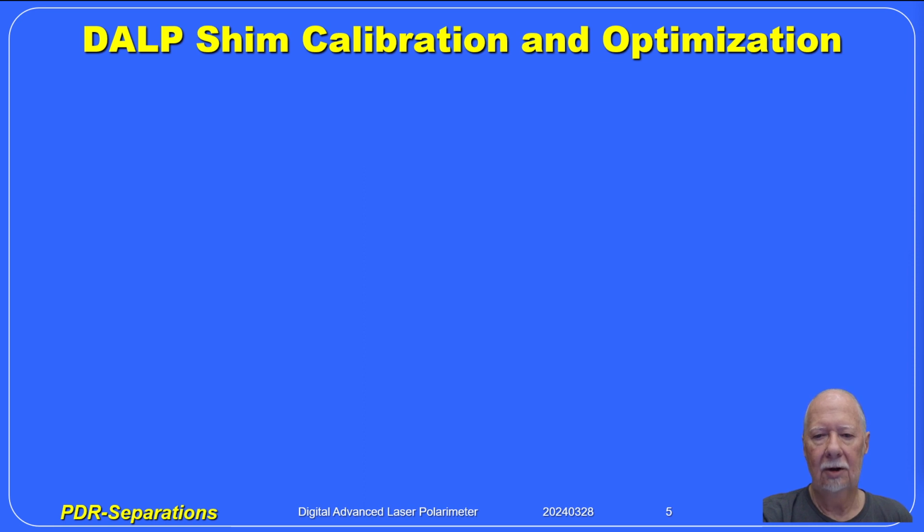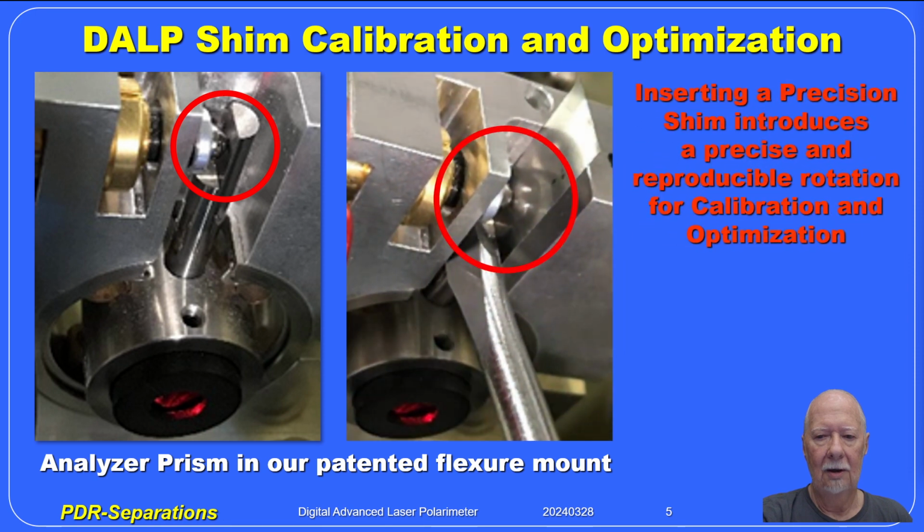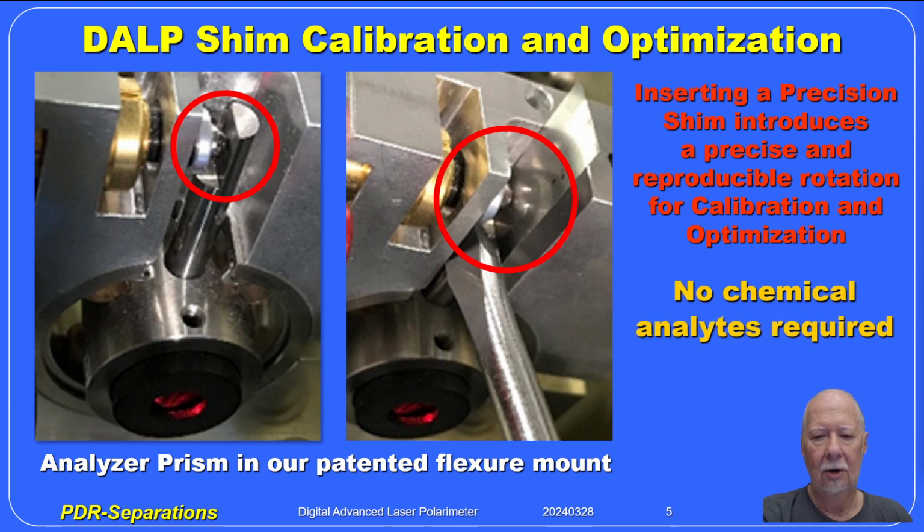DALP shim calibration and optimization. Here is an analyzer prism in our patented flexure mount. Notice a stainless steel ball pushes against a carbide pin to rotate the analyzer prism. Inserting a precision shim introduces a precise and reproducible rotation for calibration and optimization. No chemical analytes are required.